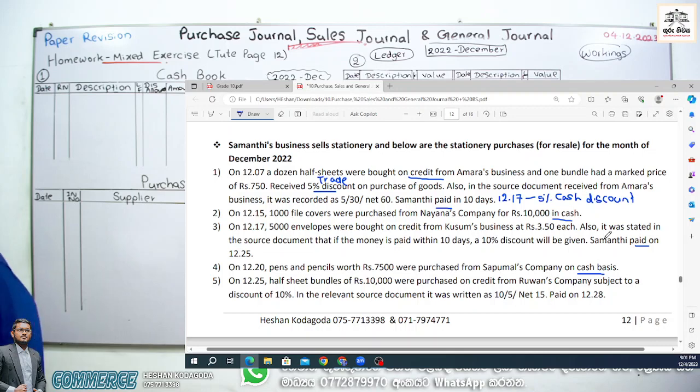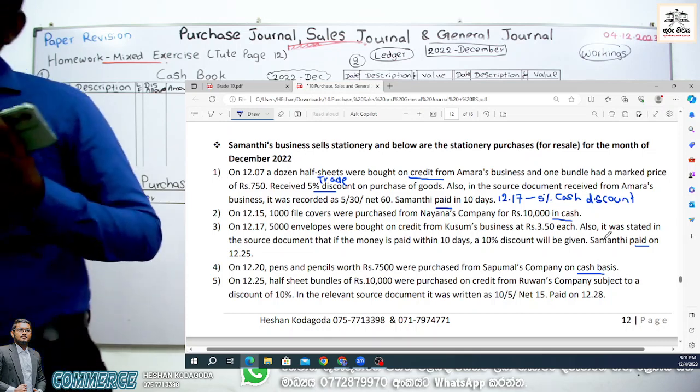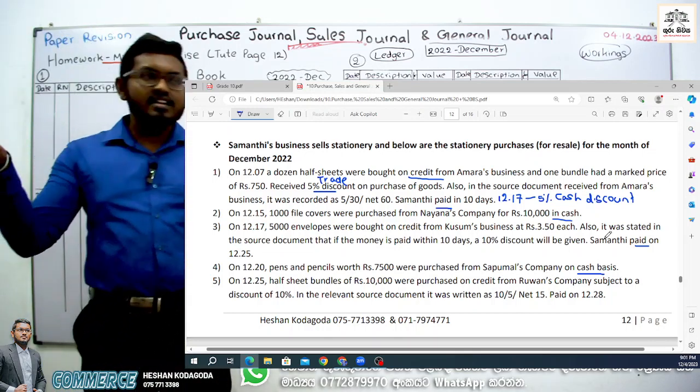On December 15, 1,000 file covers were purchased from Nayan's company for 10,000 in cash. This is cash basis. We don't need to record it in the purchase journal, right? This is a cash basis purchase, which means cash book credit, purchase account debit.